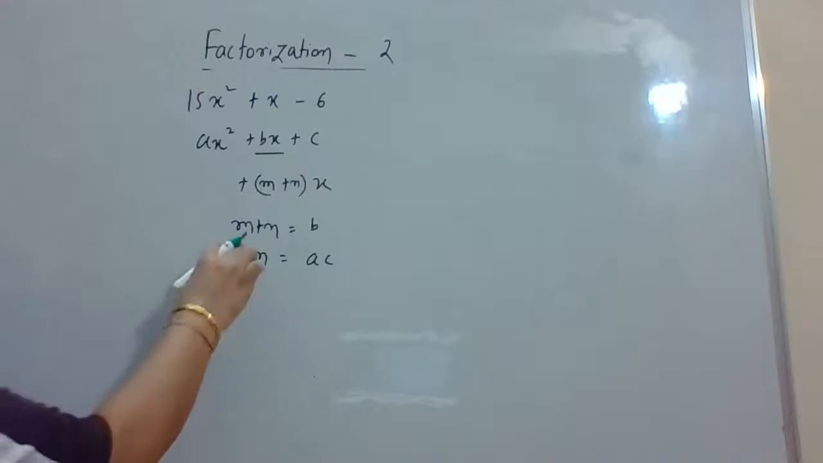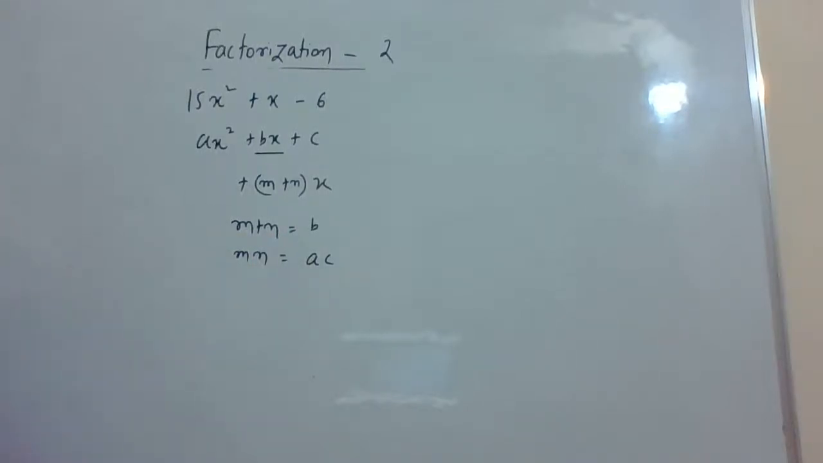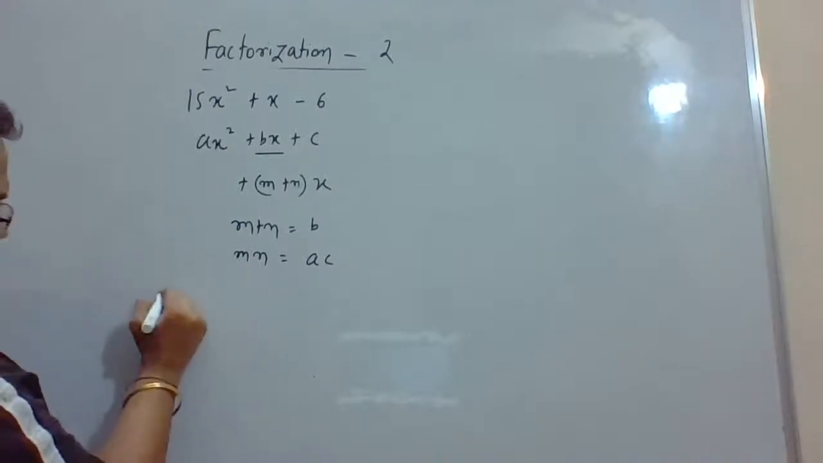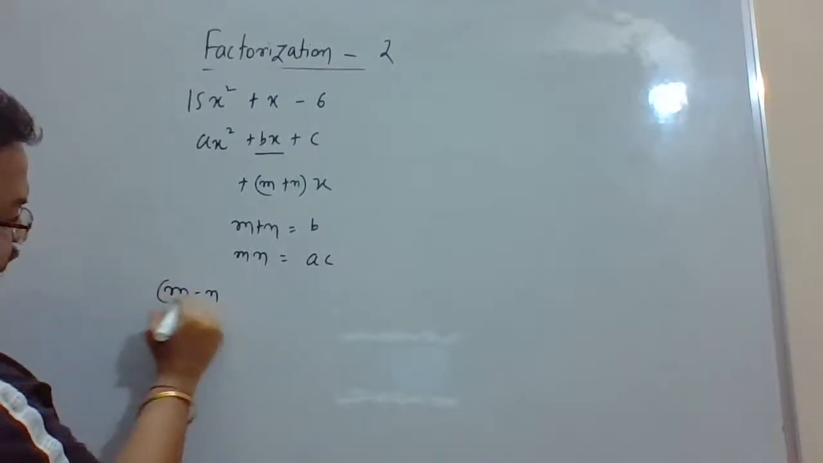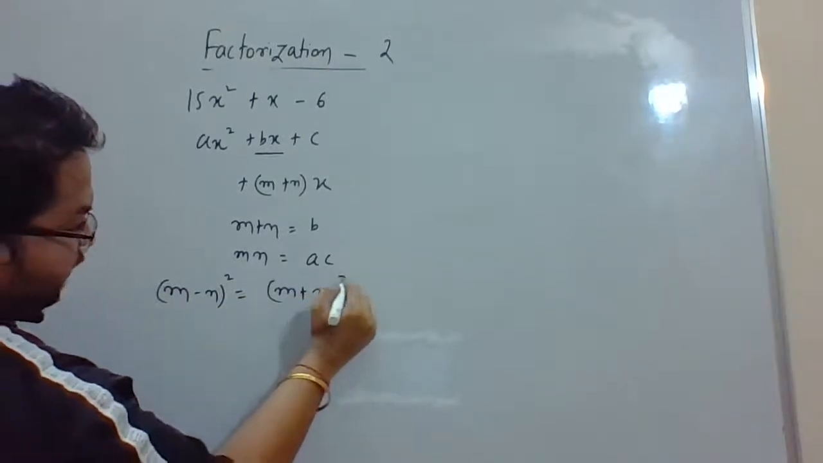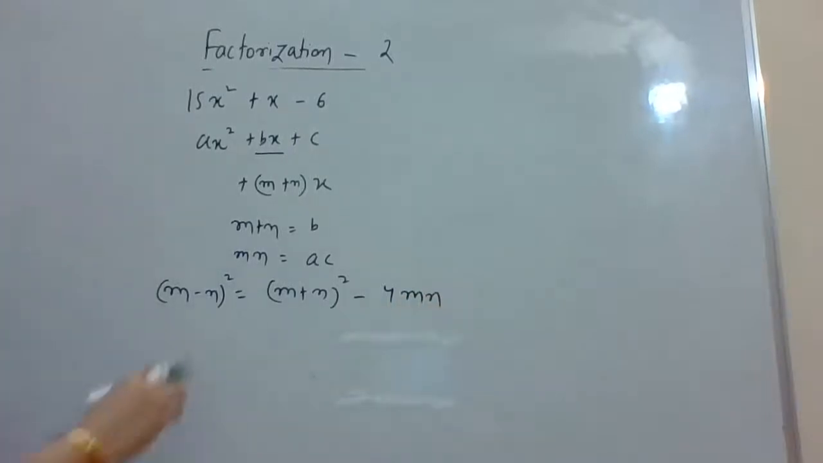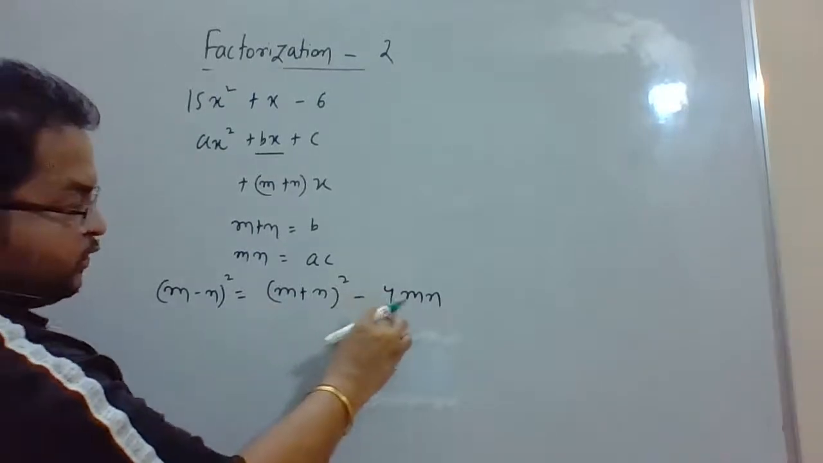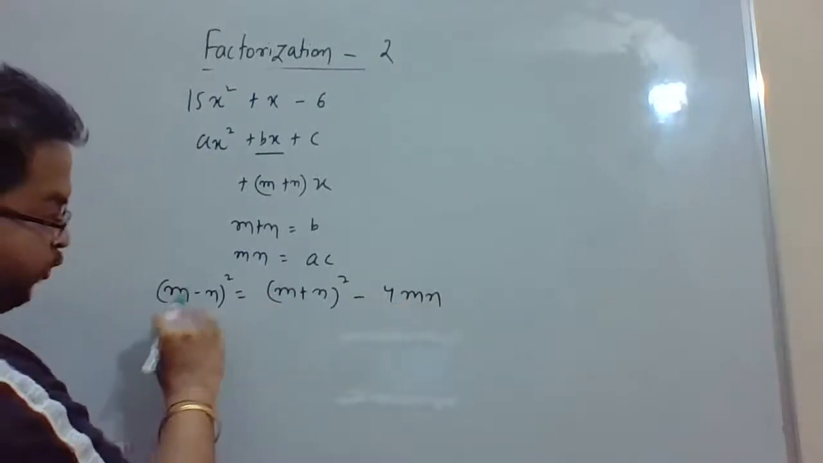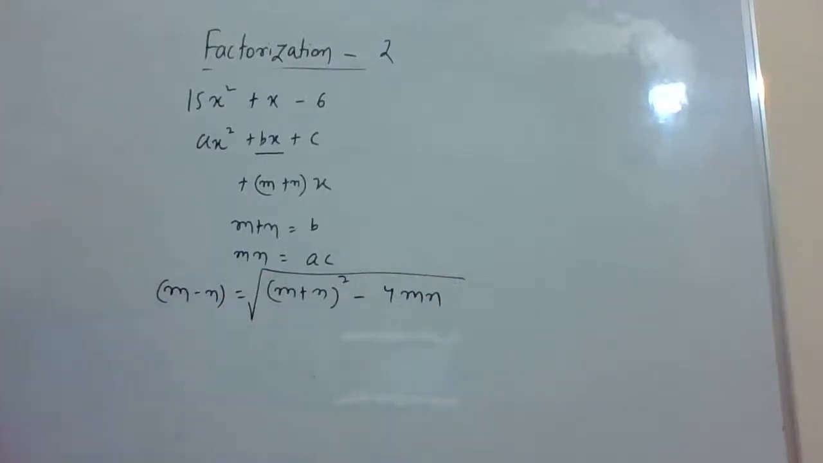Now if you have mn and m plus n, can I say that m minus n whole square is nothing but m plus n whole square minus 4mn, right? Because we know a minus b whole square is nothing but a plus b whole square minus 4ab. So obviously I can say m minus n would be the square root of this, right? So this is the technique.